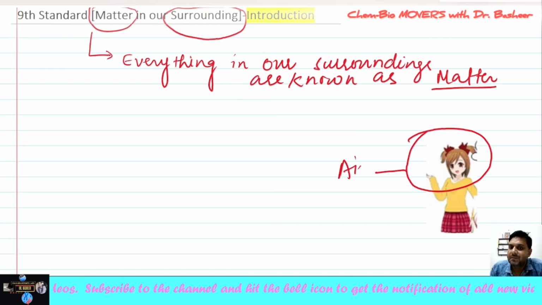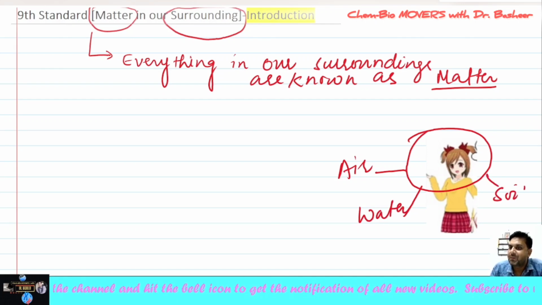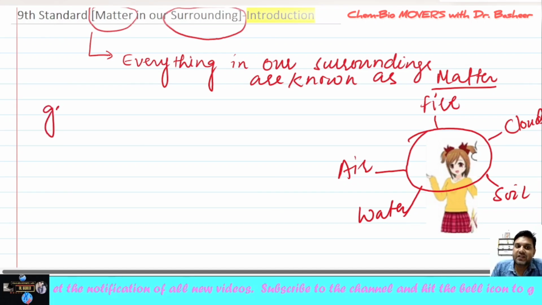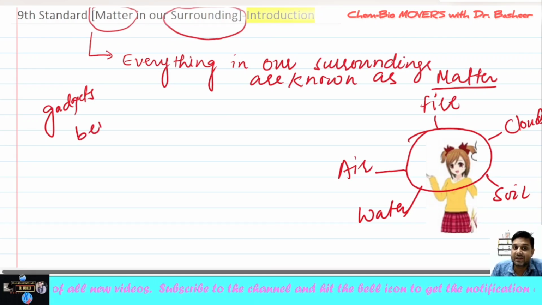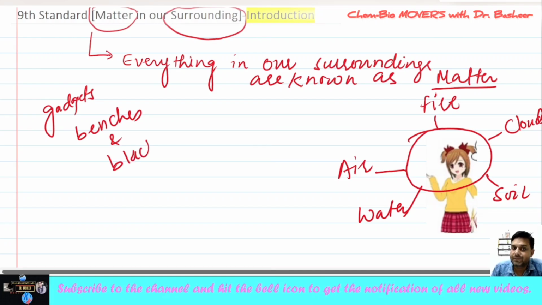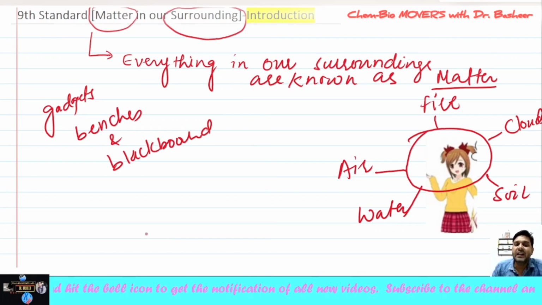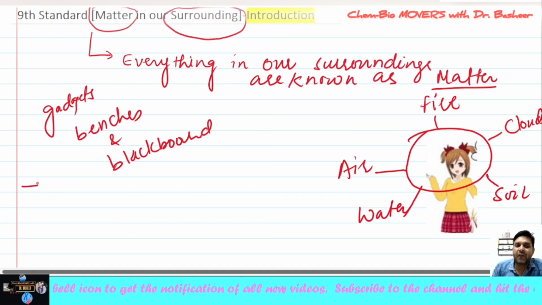Means maybe air, maybe water, maybe soil, maybe clouds or fire. Not only these five examples, we can say gadgets, what we are using, benches in the classroom and blackboard, both. But if you understand the meaning of matter, you can define it very easily.